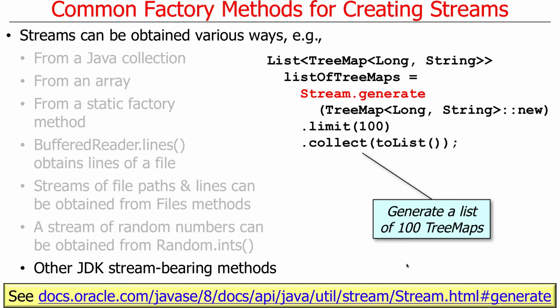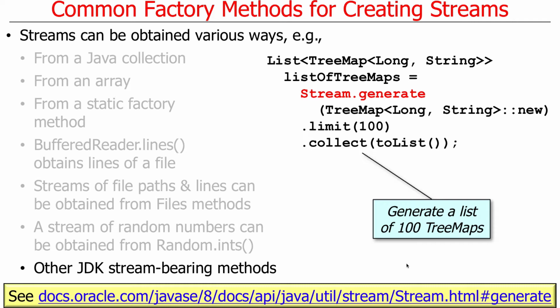And I think this is the last example here. This is a kind of a cool method called generate. What generate does, as the name implies, is it generates a stream based on some factory you give it. So what we're doing here is we're giving it a factory which is a constructor reference. So this will go ahead and make a stream of tree maps that map long to string. Could be anything, right? We're just providing a constructor reference that knows how to make a new tree map. And we're going to go ahead and generate them, and then we limit it to the first 100 tree maps.